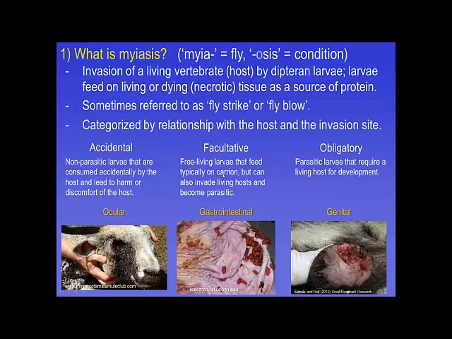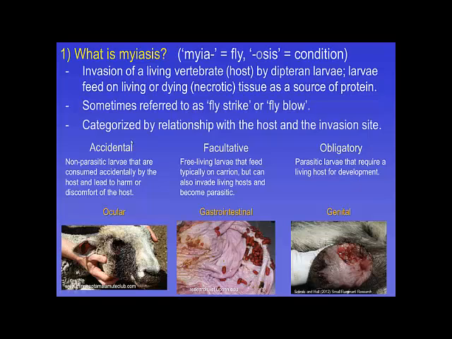So facultative is characterized by free-living larvae that feed typically on carrion, so rotting corpses of dead animals. But they can also invade living hosts and become parasitic if given the opportunity. And then lastly, obligatory myiasis is the most specialized relationship of these three, in which the parasitic larvae require a living host to complete their life cycle.